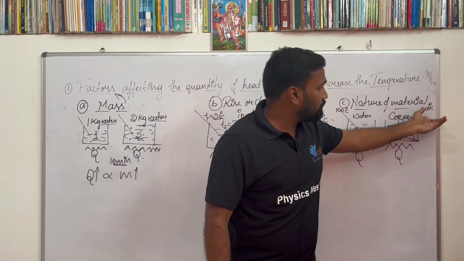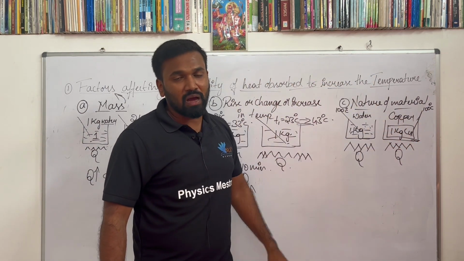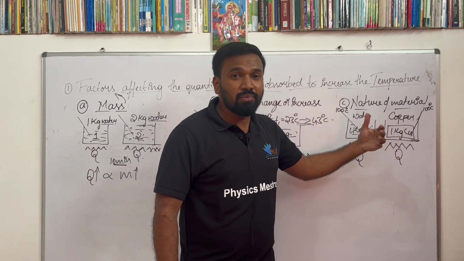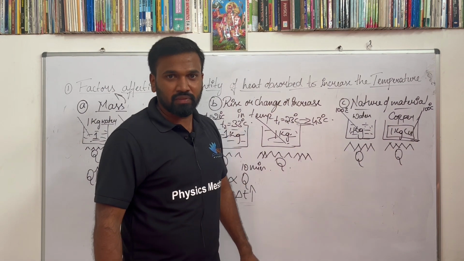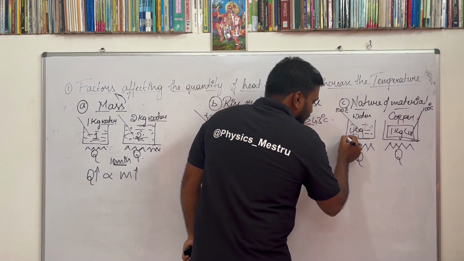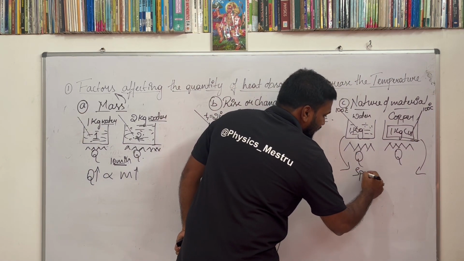So different substances will have different melting points. Why? Because the material is different. The amount of heat energy that is absorbed by those materials is different. Why? Because the materials are different. Clear? Yes. Because each and every material will have a different specific heat capacity.